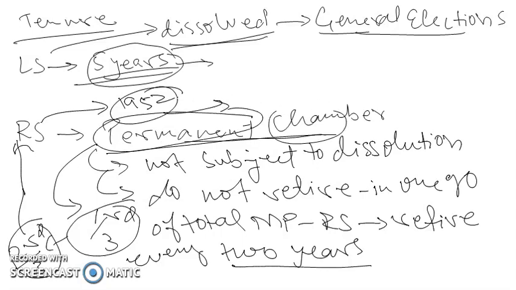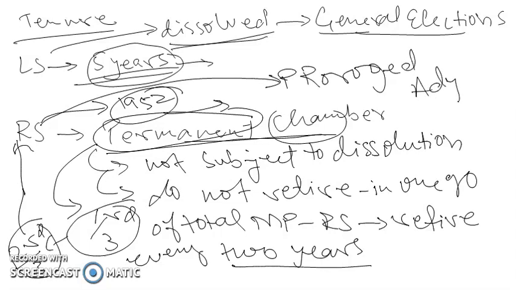But Rajya Sabha can be prorogued. The sessions of Rajya Sabha can be prorogued, and the sittings can be adjourned, but it is not subject to dissolution.